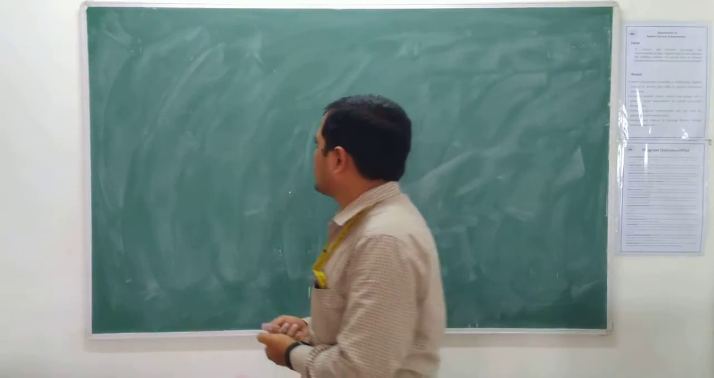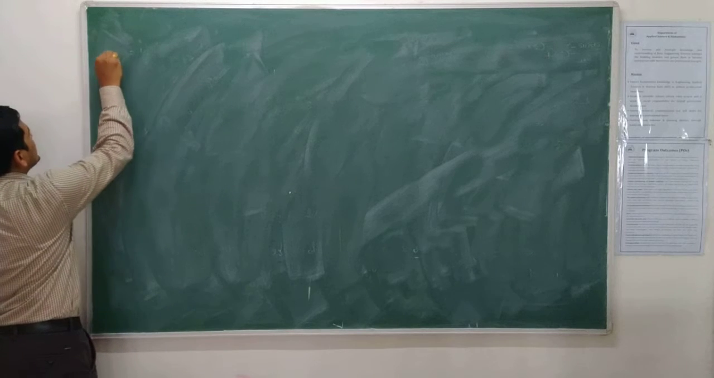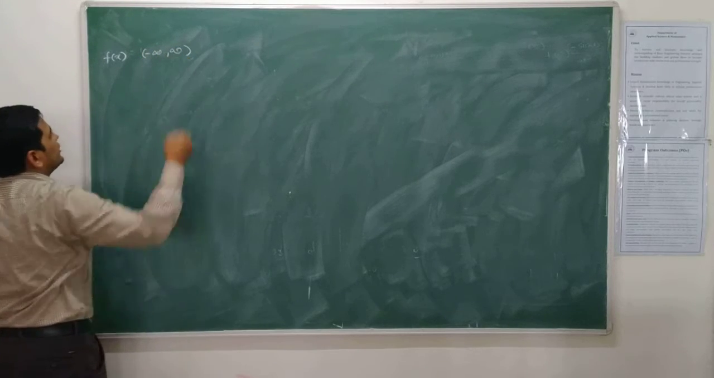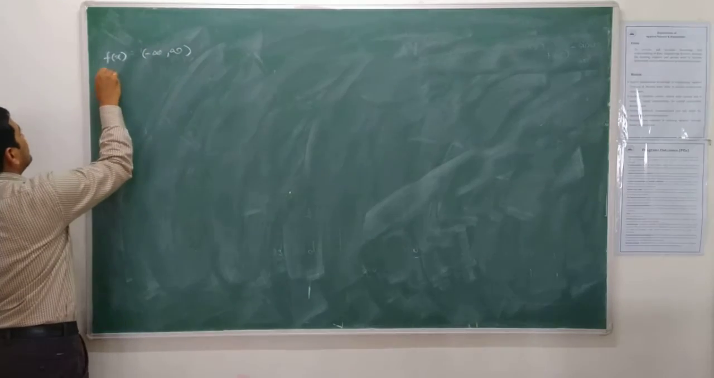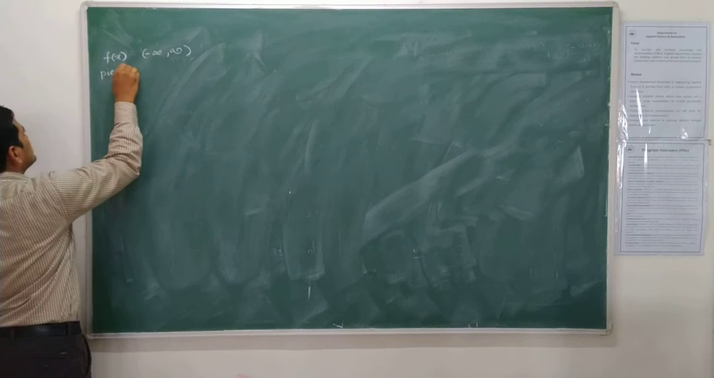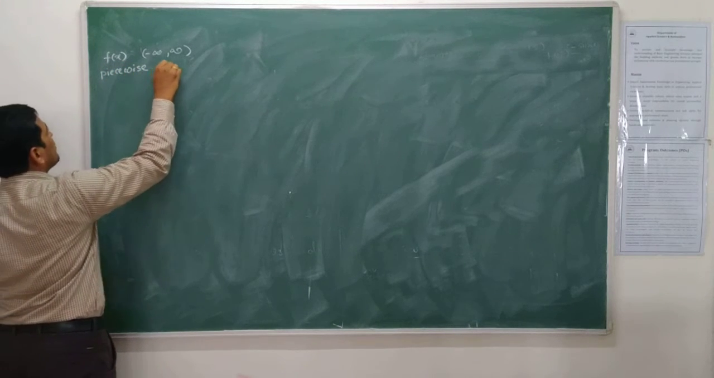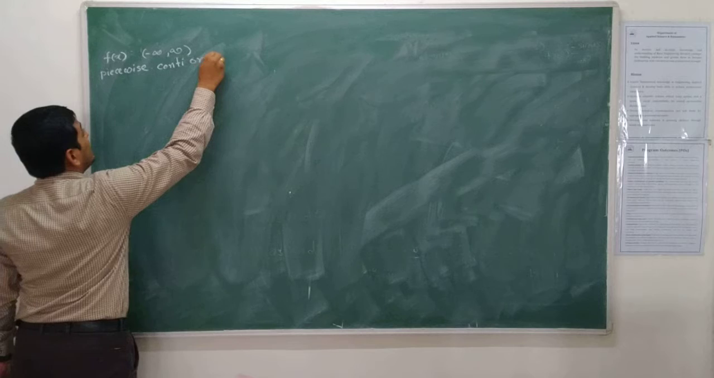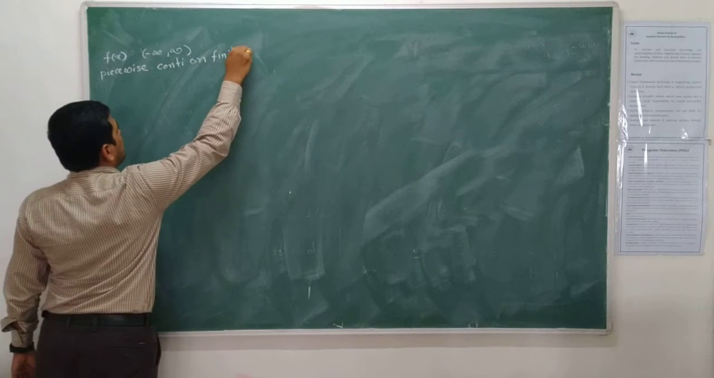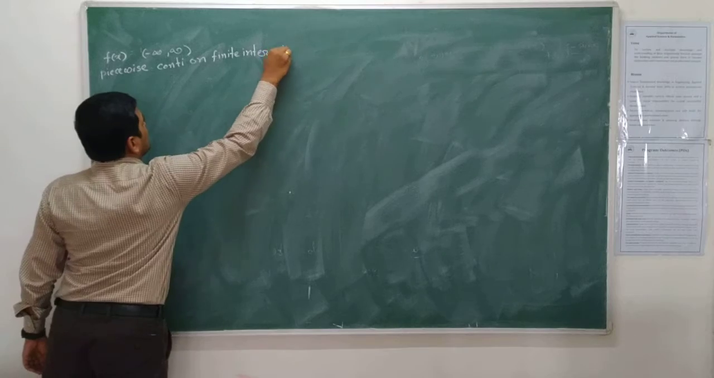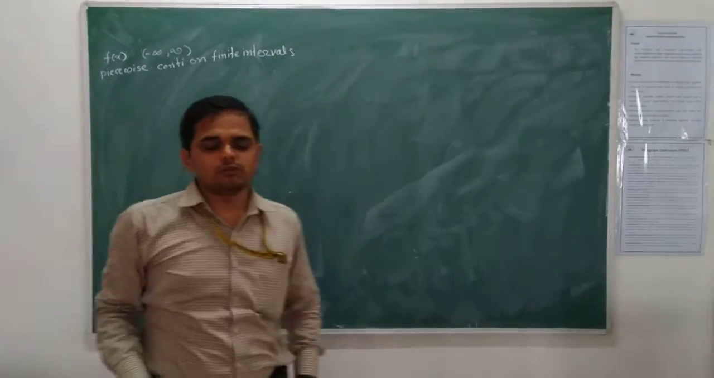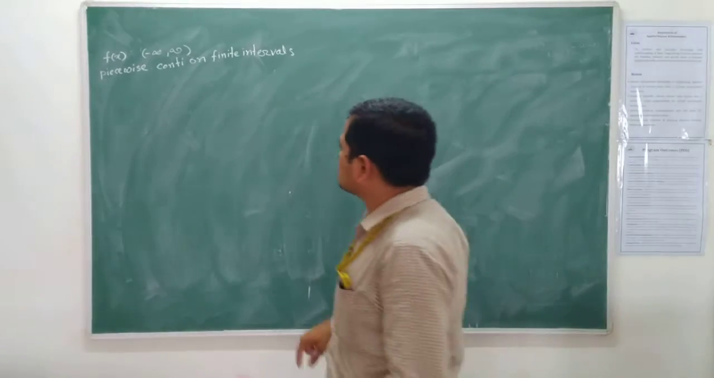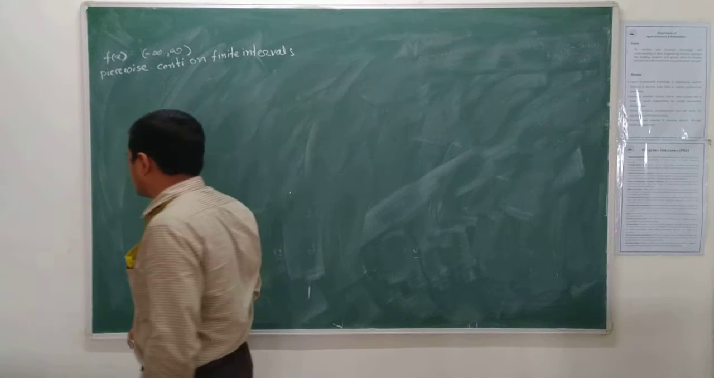So basically, what is the requirement to get a Fourier transform of any function f of x? It is to be defined in the interval minus infinity to plus infinity. It should be piecewise continuous on this interval, continuous on finite intervals, and it should be an absolutely integrable function on the same interval, that is minus infinity to plus infinity.